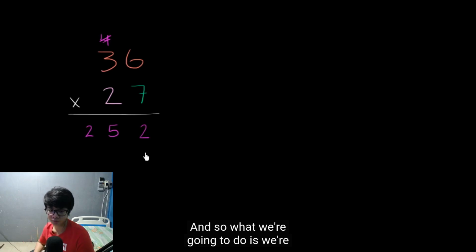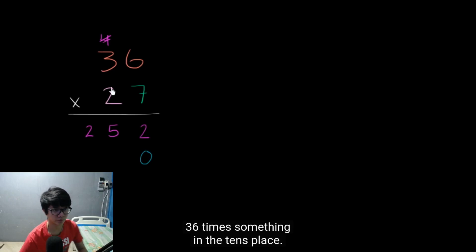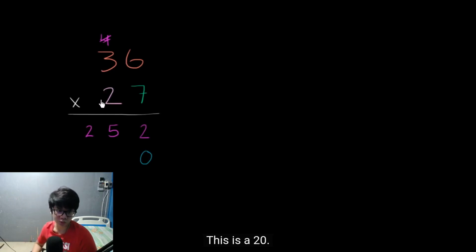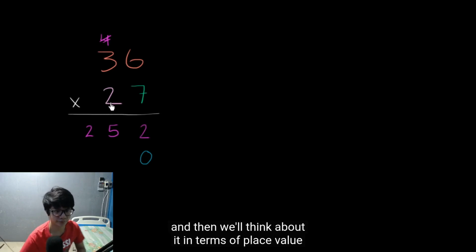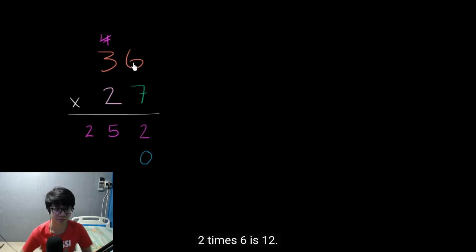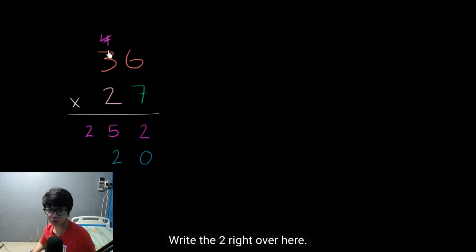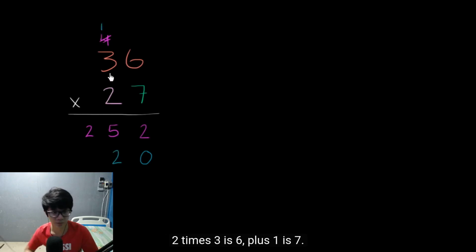Now let's worry about what 36 times 20 is. And so what we're going to do is we're going to throw a 0 right over here, because we're now going to multiply 36 times something in the tens place. This isn't just a 2, this is a 20. So let's just go with the digits right now, and then we'll think about it in terms of place value in the second time around. 2 times 6 is 12. Write the 2 right over here, carry the 1. 2 times 3 is 6, plus 1 is 7.